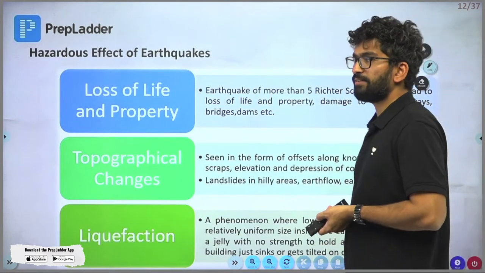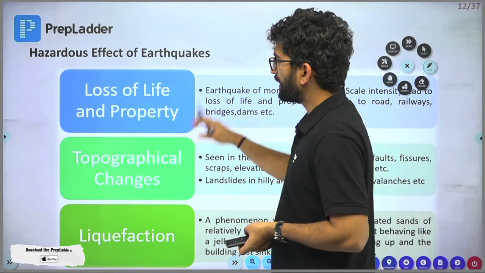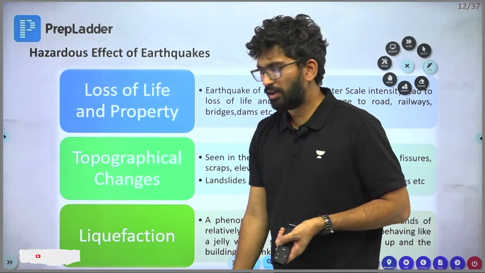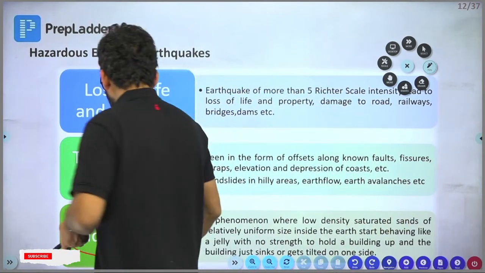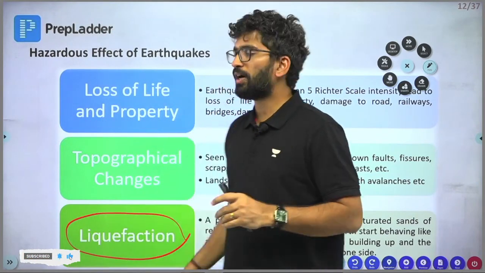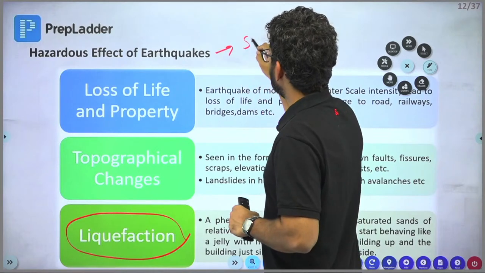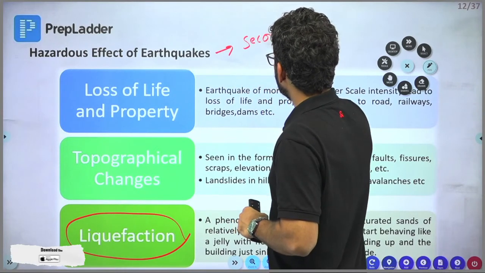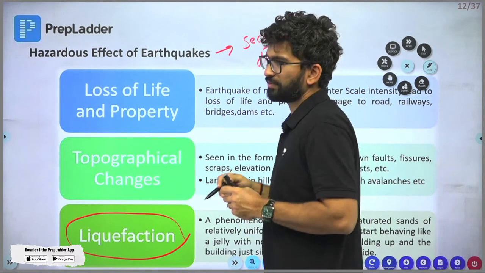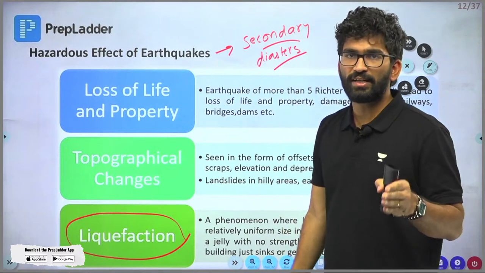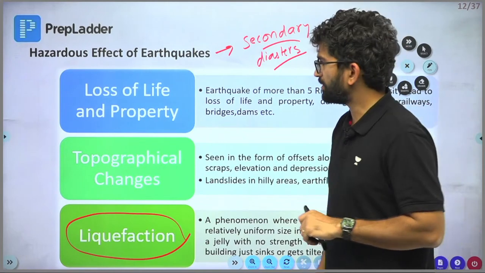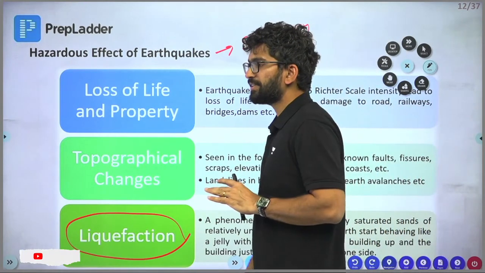Now what are the hazardous effects of earthquake? See, hazardous effects are loss of life and property, topographic changes, liquefaction and all. Liquefaction is an important thing. Guys, remember, whenever we talk about hazardous effects of any disaster, it should be associated with secondary disasters. Whenever a given disaster comes, it would always be associated with secondary disasters. Alright. So, what are the secondary disasters of earthquake?